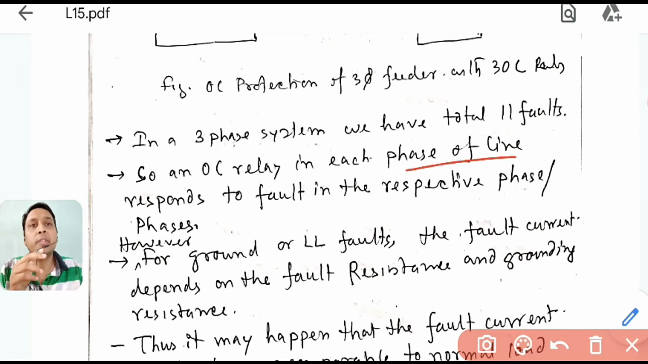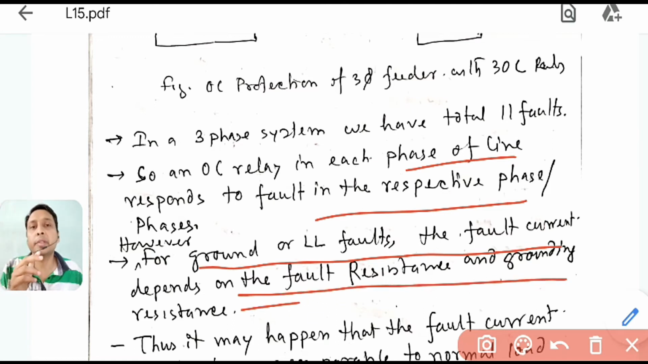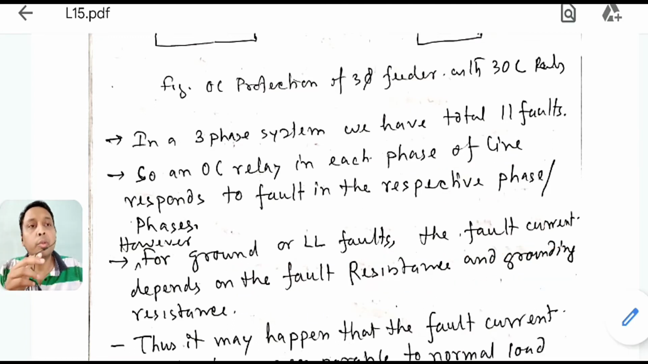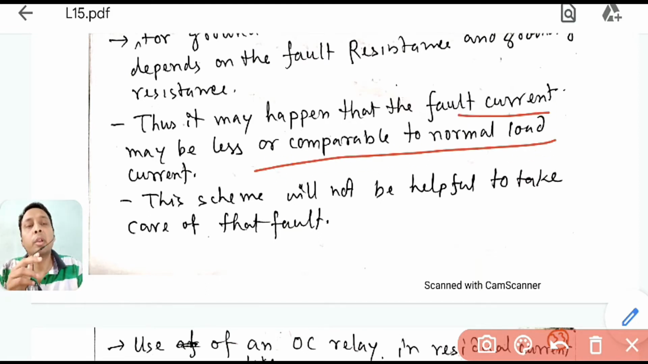In each phase this is okay for the respective phase faults. However, for ground or line to line faults, the fault current depends on the fault resistance and the grounding resistance. Due to this your fault current may become low, not as much as you anticipated. The fault current may be less than or comparable to your normal current. It will be like your normal current. Even if there is a fault, you will assume that it is a normal current.